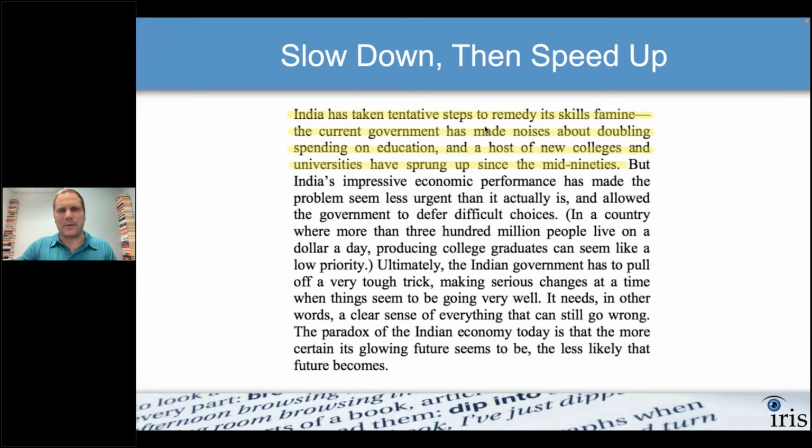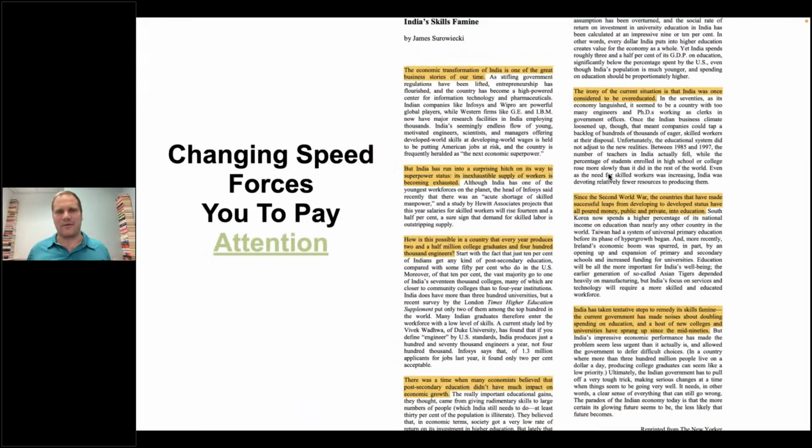India has taken tentative steps to remedy its skills famine. The current government has made noises about doubling spending on education, and a host of new colleges and universities have sprung up since the mid-1990s. You see how all those first sentences give you a ton of information? I wanted to read all of them out loud to demonstrate the point, something we all know, that first sentence is usually the main idea.